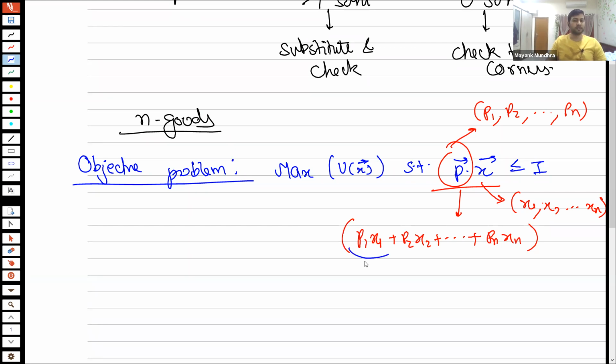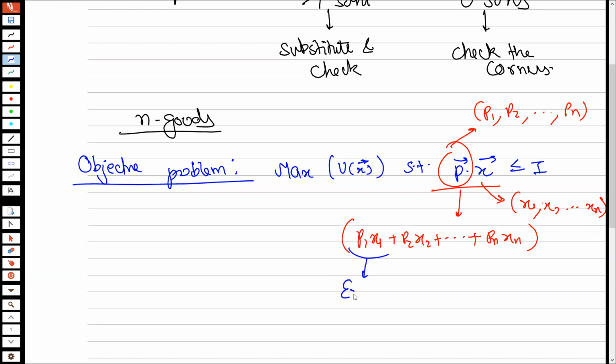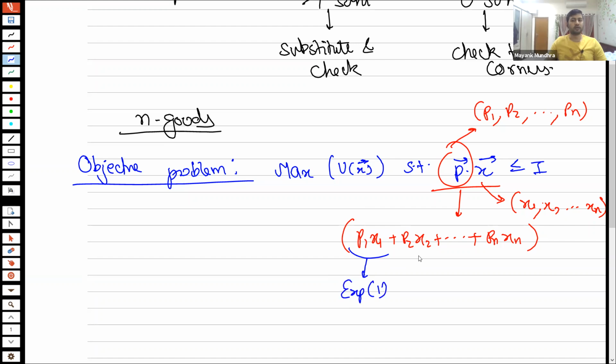What is p1 x1? What is the economic interpretation of p1 x1? Expenditure on good one. Very good. Expenditure done on good one. So this is expenditure on good two, and so on. And when I add all these expenditures, I basically get the total expenditure. So this equation is total expenditure. It should be less than or equal to your income.